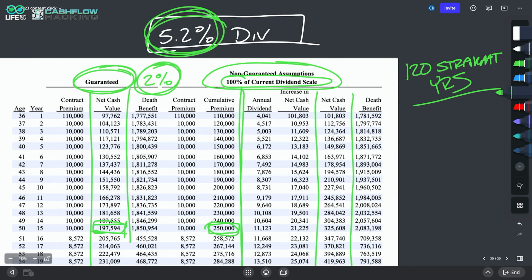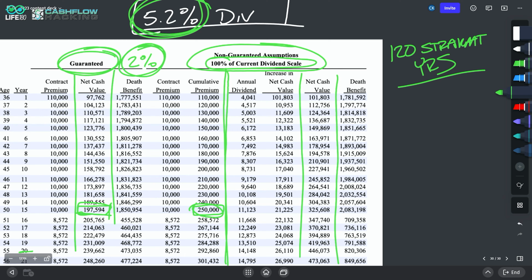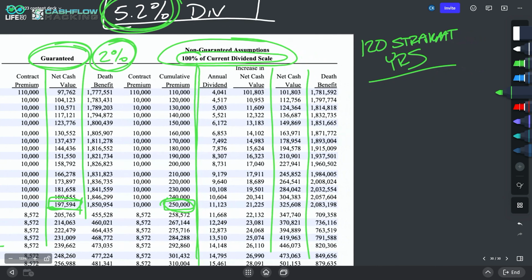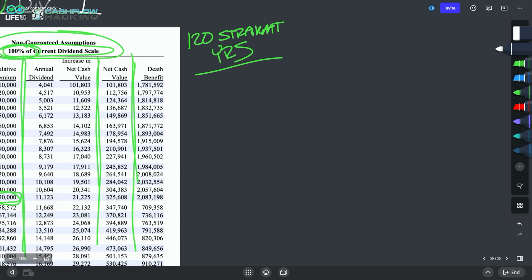So when we look at this and we go, all right, well, why do people have this negative connotation? Because with whole life insurance, when we look at this, 100% of current dividend scale is the assumption for this column, right? If we look at that and we go, all right, what happens? Let's talk about a couple variables here. So what would happen, I'm gonna go over here. I'll make it as a statement.